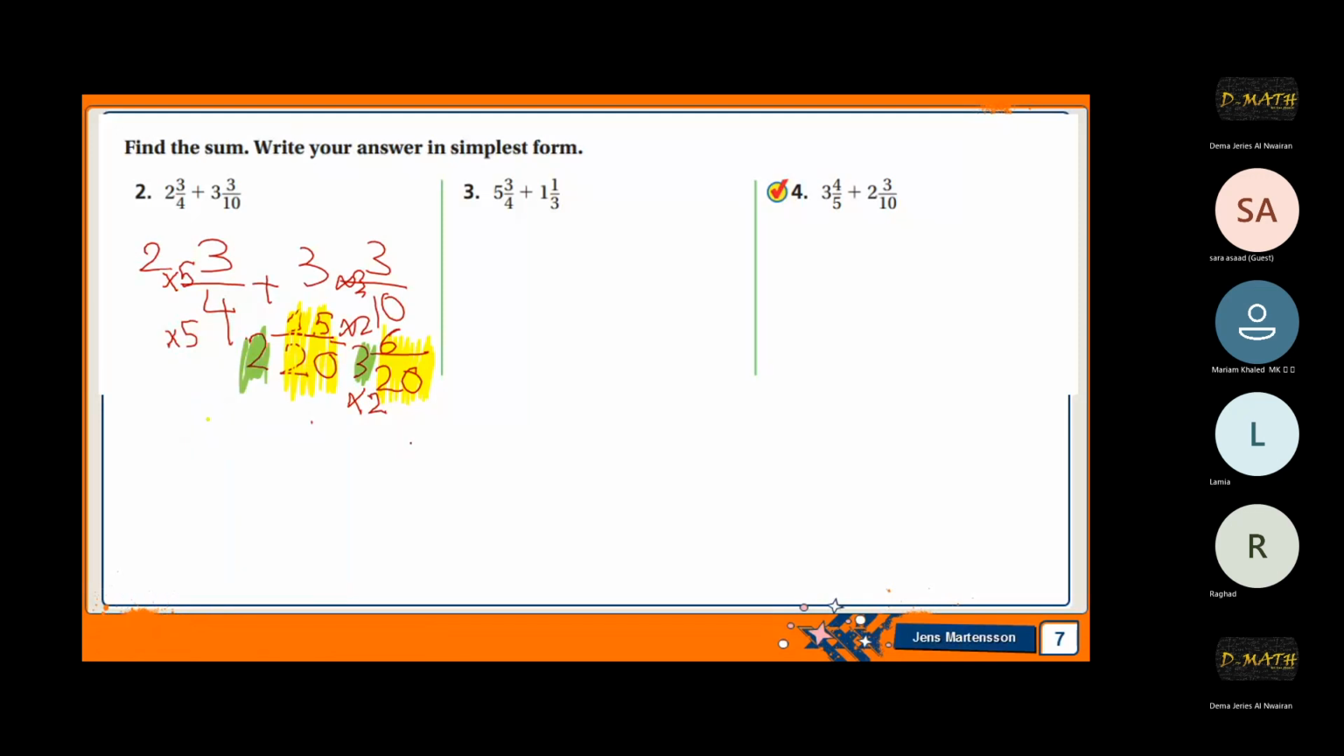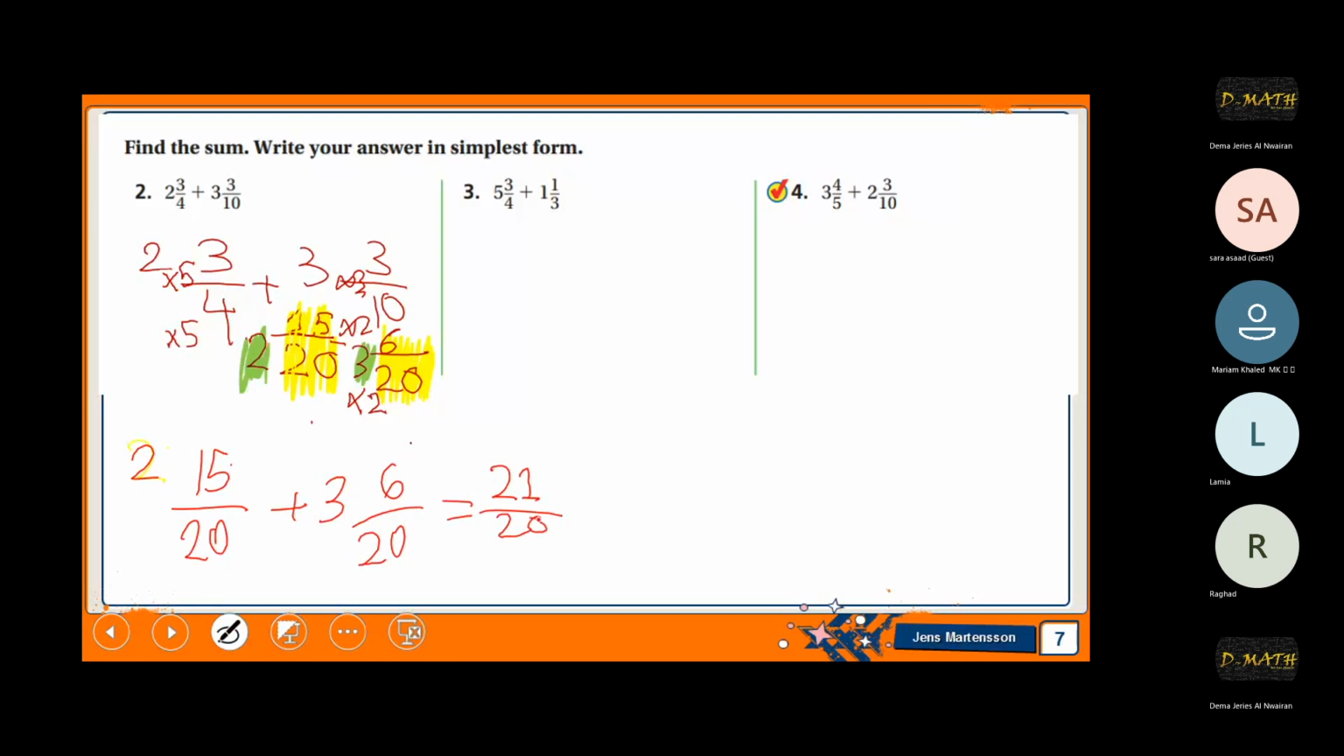So now, after she multiplied, she gets 2 and 15 over 20 plus 3 and 6 over 20. Yeah, 20. Okay. Now, 5 and 21. You have to write it now here.